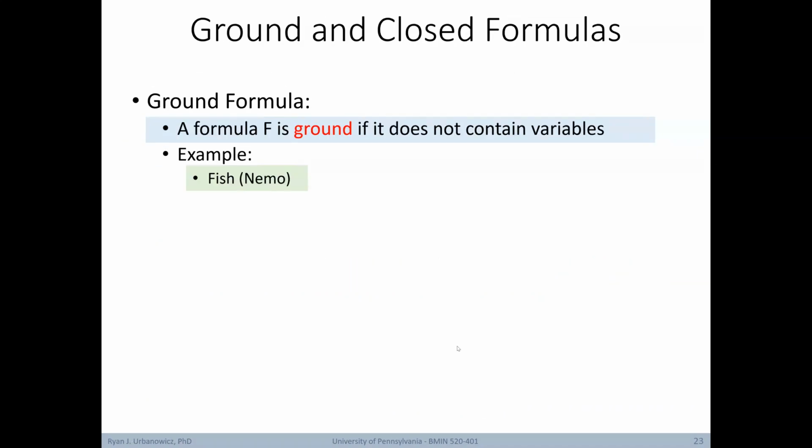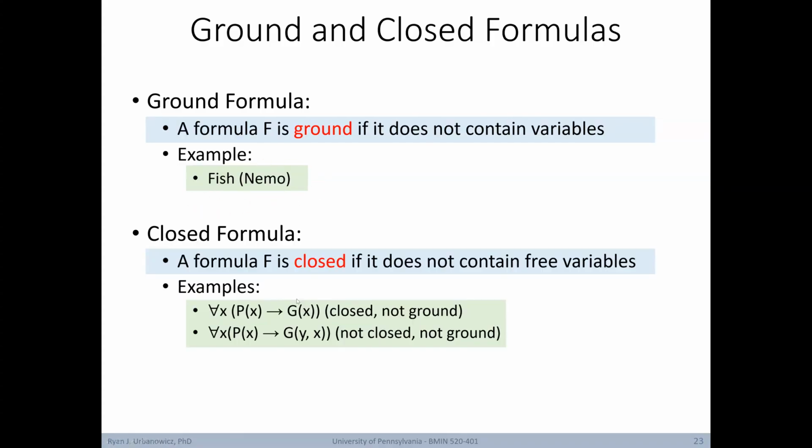Now let's discuss the difference between ground and closed formulas. A formula f is ground if it does not contain variables. For example, the predicate Fish(Nemo), which basically means Nemo is a fish. A formula f is closed if it does not contain free variables.